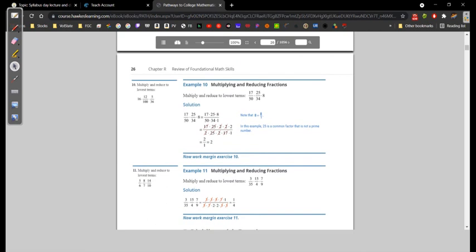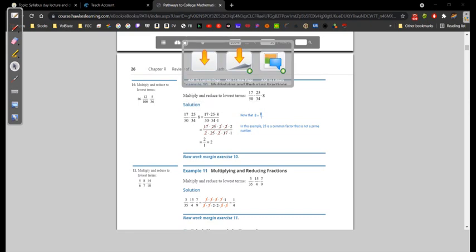Okay, so example 10 looks like it's going to be fun. I'm trying to figure out if it's just kind of a redundant example or if it's something that's new. And I think it's new, so we're going to do it. Okay. All right, so multiply and reduce to lowest terms.